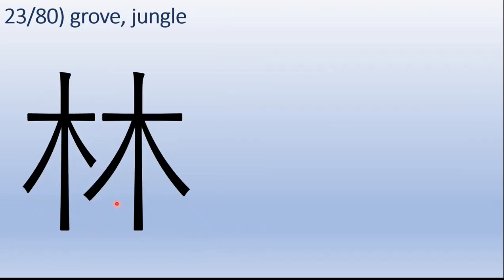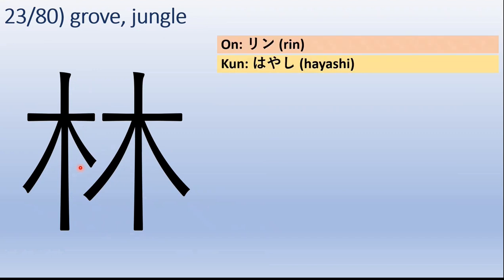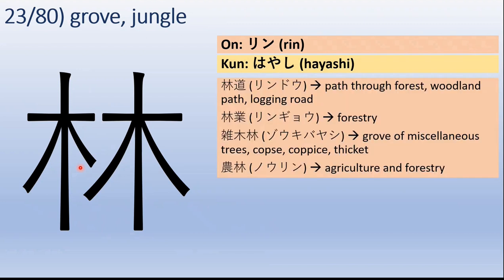Next, we move to grove or jungle. So as you can see, this is nothing but the tree radical, and this combination of two tree radicals represents the grove or jungle. In On'yomi reading, we call it rin. In Kun'yomi, we call it hayashi. These are some of the usages of this kanji in On'yomi.